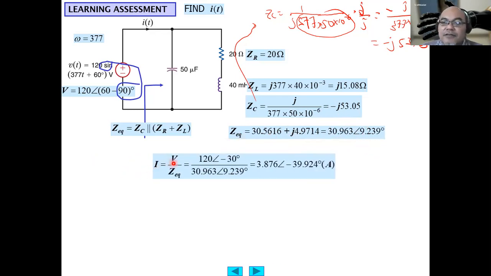The current then will be the voltage divided by the Z equivalent, which will be 120 angle of minus 30 degrees divided by 30.963 with an angle of 9.239. So the magnitude will be 120 divided by this, more or less. The phase angle will be minus 30 degrees minus 9.239 degrees, equal to minus 39.924 degrees. The unit is in amperes. Okay, clear, yeah?